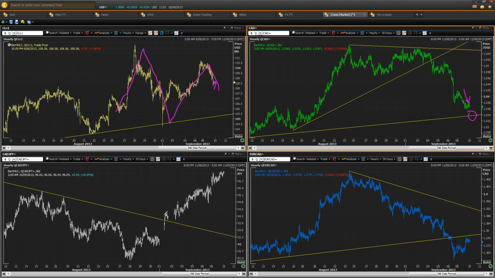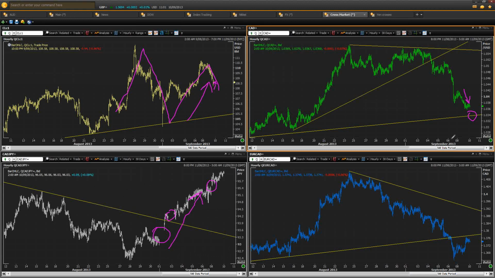There's actually sort of three here. You've got CAD yen gapping on the open, or gapping the other day. Then you've got the opens over here. You've got CAD yen going up with this move in oil itself. That's probably the biggest oil trade.